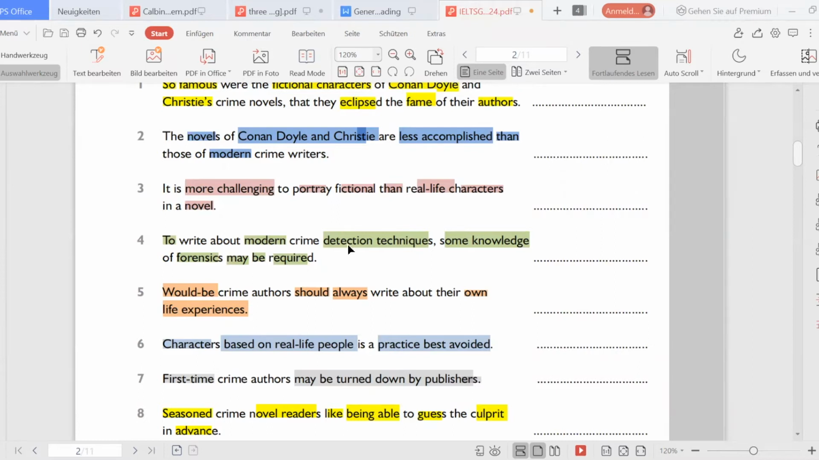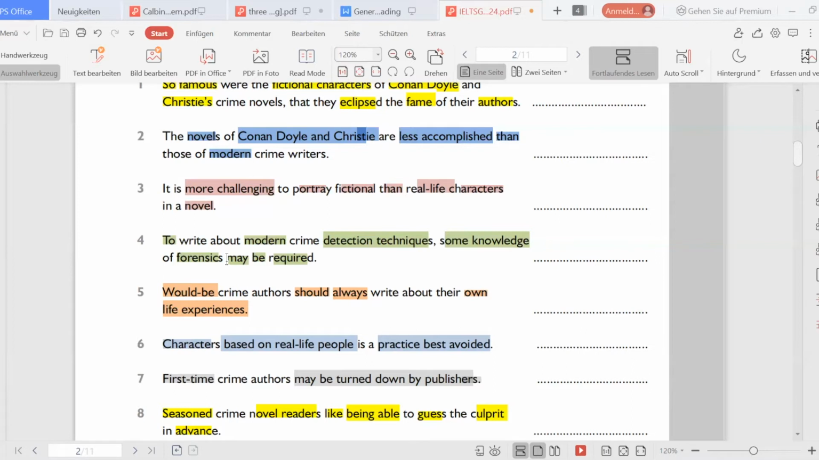Modern detection techniques, crime is not part, you already know. Some knowledge of forensics may be required, and also pay attention to modal verbs. These are really important. Anytime you come across modal verbs, they're always keywords. Highlight them. Modal verbs are words like may, might, can, could, should, must, need to, and so on. These small words express possibilities, obligations, permissions, and so forth.